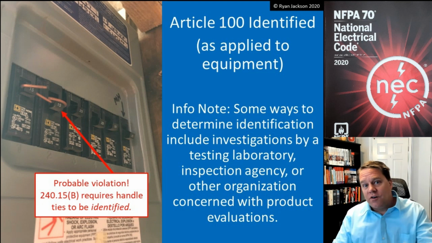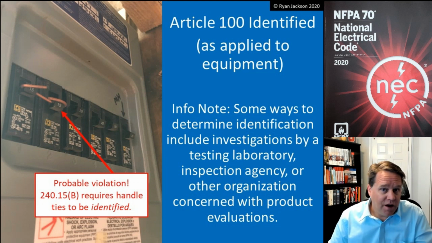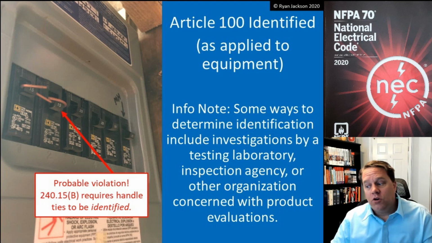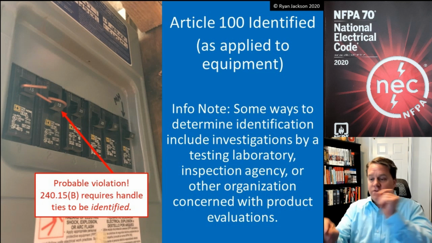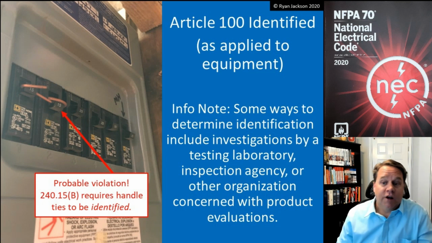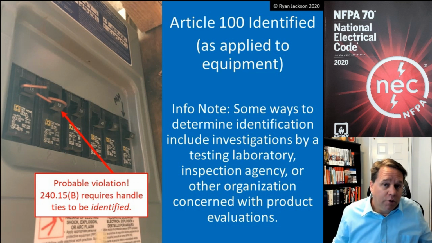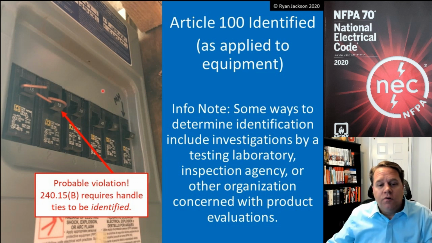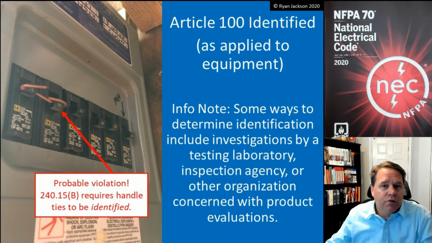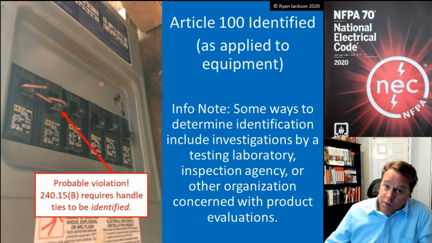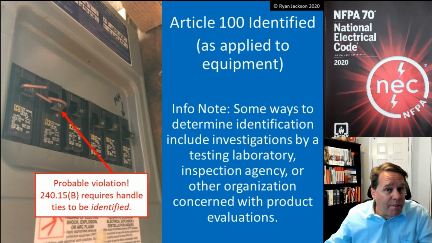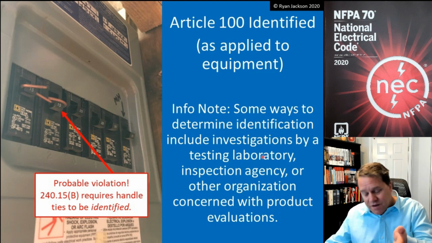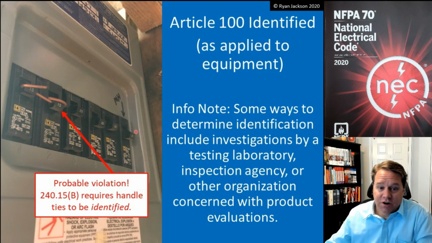But we don't want it to just be an approved handle tie, because the inspector could theoretically approve anything. You know, you want to use some bubble gum to hold the two breakers together. That could be approved. Probably wouldn't be. But could I use a piece of 12-gauge wire to tie those two breakers together? Might be approved. Obviously not listed. And it's probably not identified, because, again, identified means it's recognized as being suitable for that application.